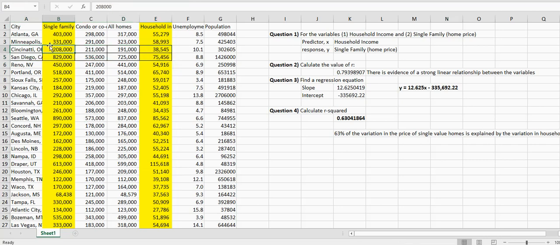This is a little bit better of a grouping to see it on. Single value family homes in Cincinnati are roughly 200,000, and household income is 38,000. Single family homes in San Diego are 829,000, and household income is roughly 75,000. What we're saying is that 63% of the variation, the difference between these, is explained by the difference in income. There are other factors that influence the difference in price, like San Diego being close to a beach and having nicer weather than Cincinnati perhaps. That's what the coefficient of determination is explaining for us.